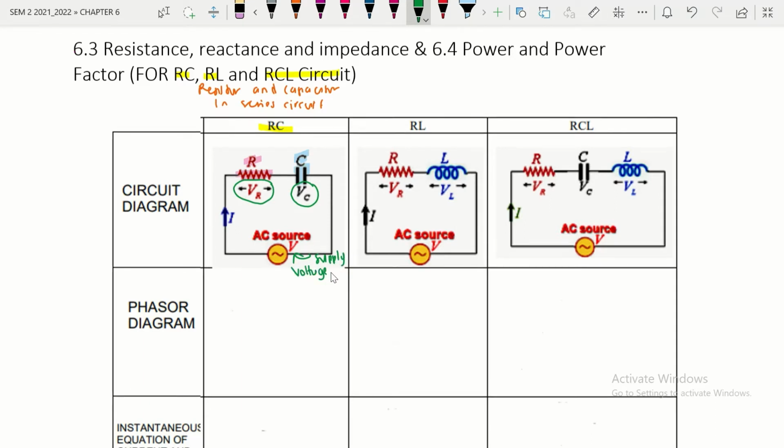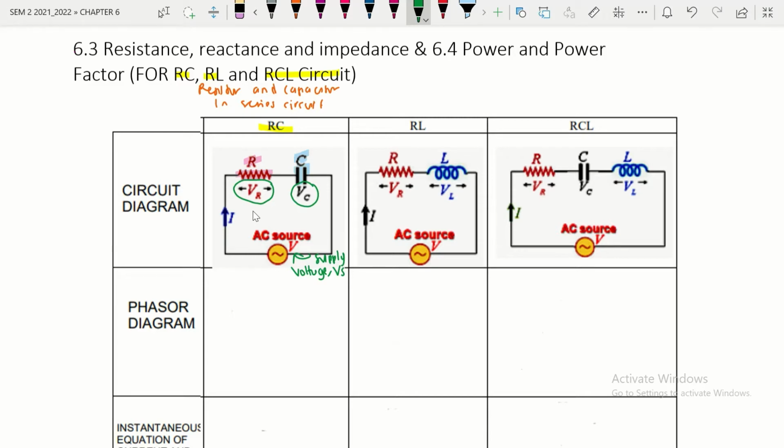First thing first, kalau kita belajar pure circuit, maksudnya kalau dia on its own lah, resistor on its own ke, capacitor ke, inductor ke, kita bolehlah cakap supply voltage tu sama dengan voltage across resistor contohnya. But for this one, bila dia dah ada gabungan load, kita tak boleh nak cakap supply voltage tu sama dengan voltage across resistor ataupun voltage across capacitor.